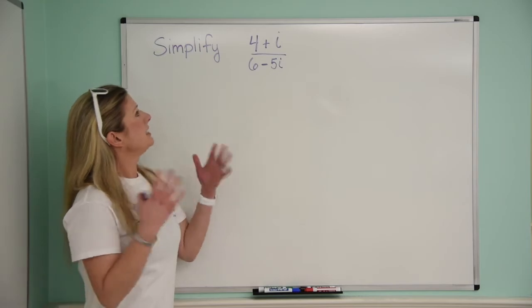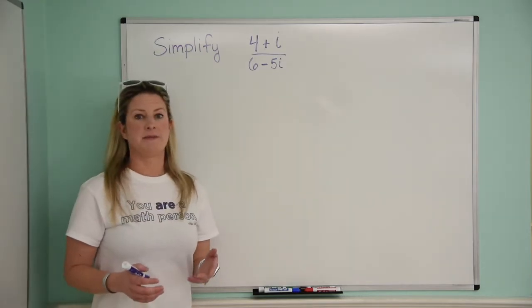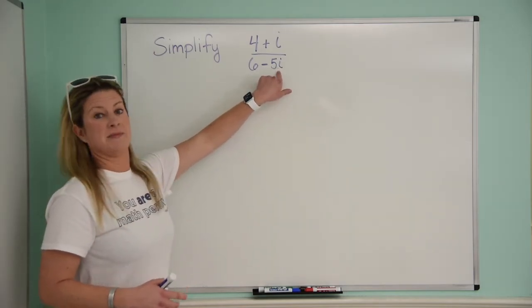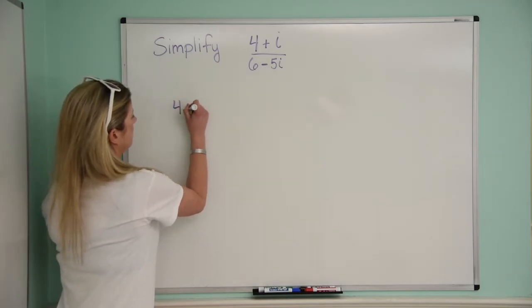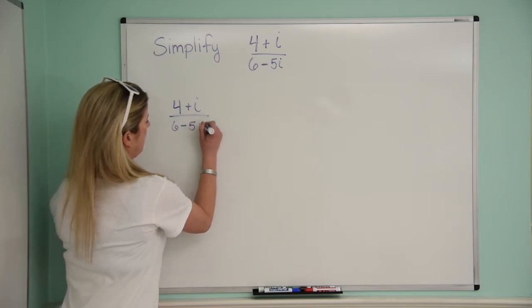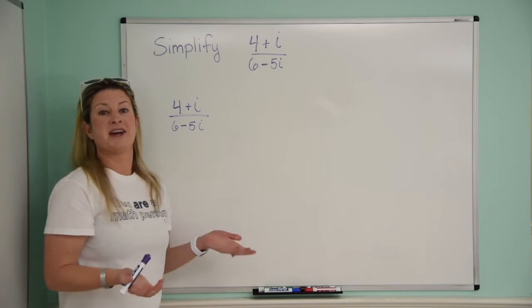All right, so I need to simplify (4 + i) over (6 - 5i). So right away I have a problem, okay? I have an i in the denominator, and I can't have that. I gotta get rid of that. So let me rewrite it right here. So I've got (4 + i) over (6 - 5i). Awesome. All right, so how do I get rid of the i in the denominator?